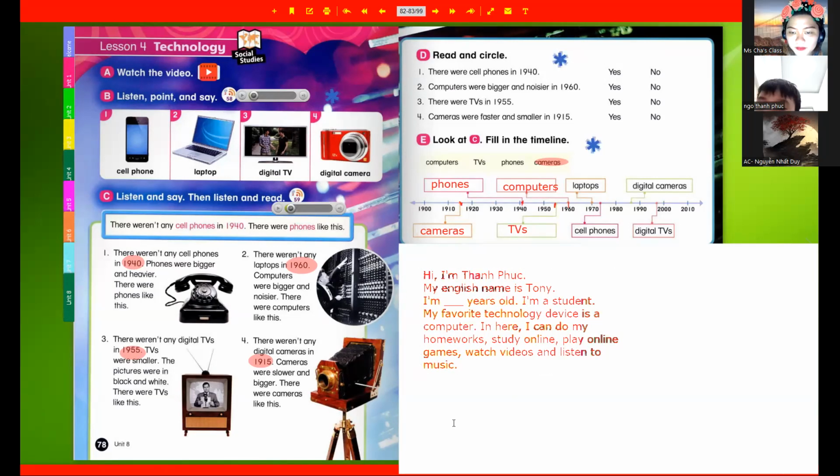Phuc, can you read this for me? Hi, I'm Thanh Phuc. Introduce yourself. Yes. Please read. Hi. I am Thanh Phuc. My favorite technology device is a computer. In here, I can do my homework, study online, play online games, watch videos, and listen to music.